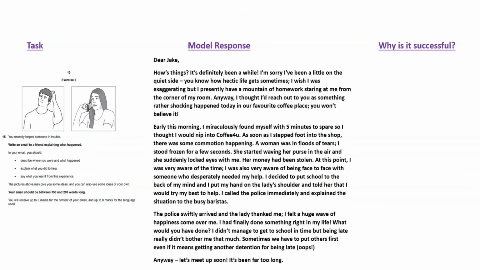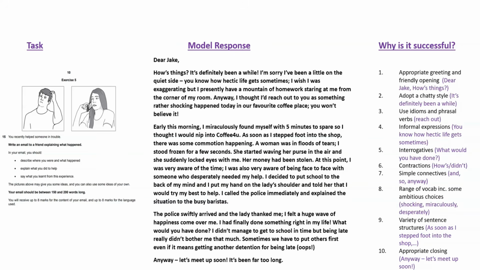Stephen. So why is this email successful? Well, let's take a look. Number 1, there is an appropriate greeting and friendly opening. So I've used Dear Jake, how's things? Number 2, I have adopted a chatty style. It's definitely been a while. I've used the phrasal verb reach out. Number 4, I've used informal expressions such as you know how hectic life gets sometimes.